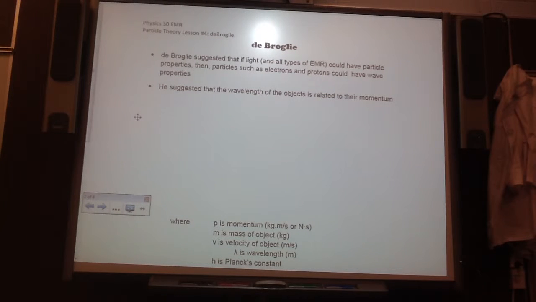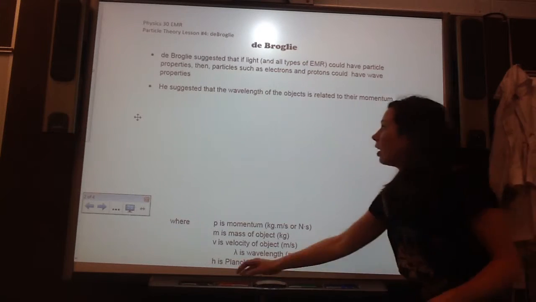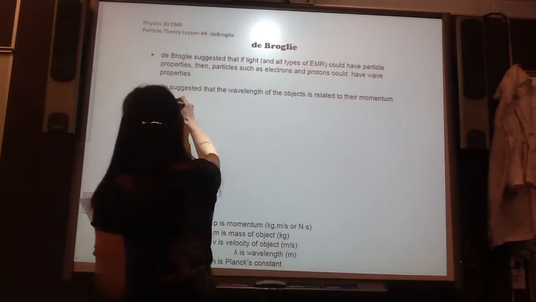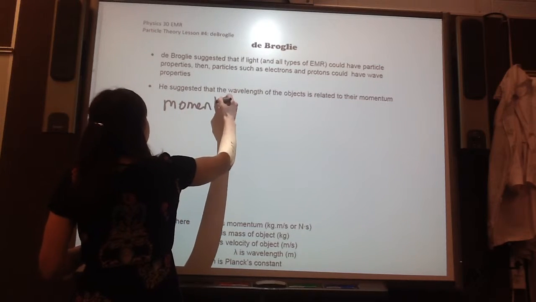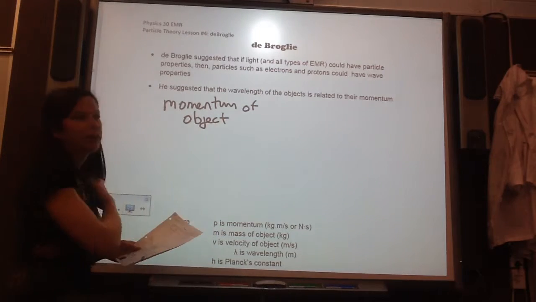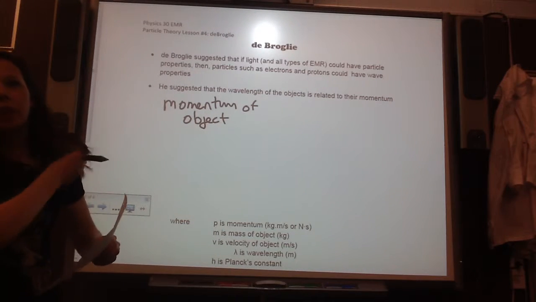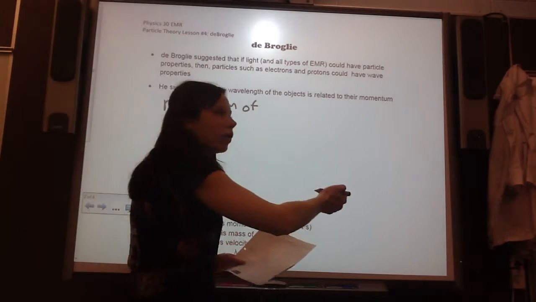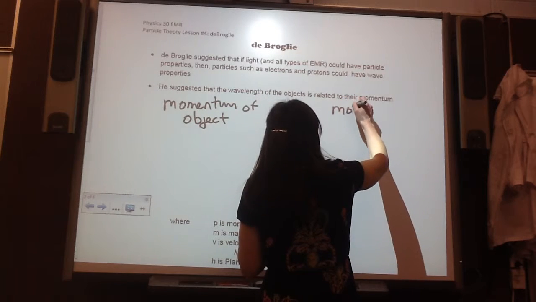DeBroglie suggested that if light, all types of EMR, could have particle properties, then particles, such as electrons and protons, could have wave properties. So he suggested that the wavelength of an object is related to their momentum. So we are going to take the momentum of an object. So if a particle has momentum like a proton, then it must have a wave property according to DeBroglie.